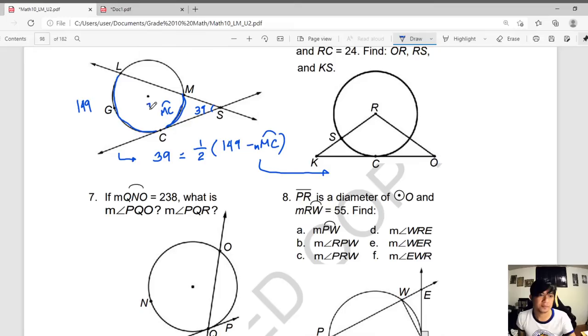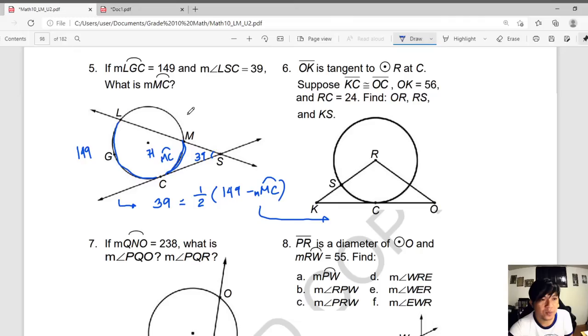Okay? So, the measure of this is 71. If you want to double check whether our answer is correct, subtract the two, and half of it should be equal to 39. So, 149 minus 71 is 78, divided by 2, half of 78 is 39. So, our answer is correct. Okay? So, we are done with number 5. Let's go with number 6.